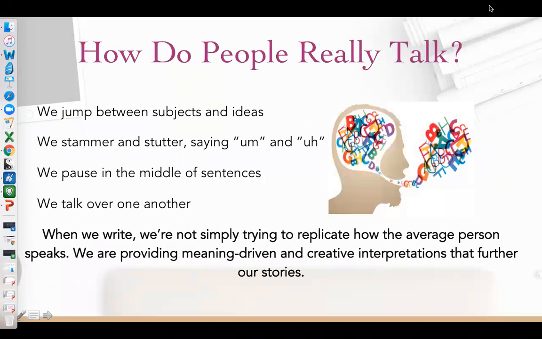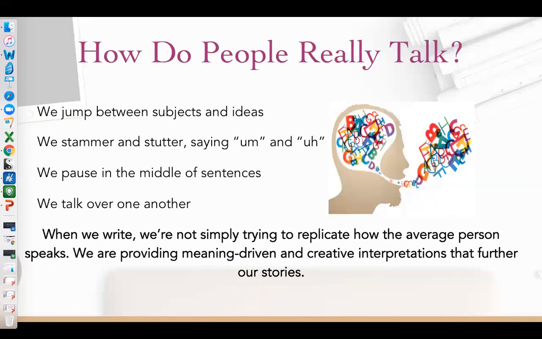Now, how do people really talk? As real people, we're always jumping between subjects and ideas because one thought will spark another because of certain associations. We stammer and stutter, especially when we've been up since 3:30. We also pause in the middle of sentences, and we talk over each other. I think that's something that doesn't come through in a lot of writing, and it is just so common. I'm sure we can all relate to that.